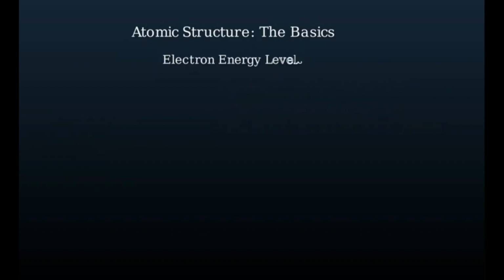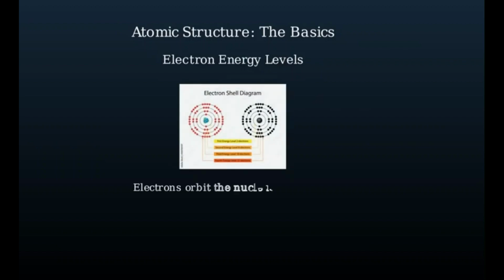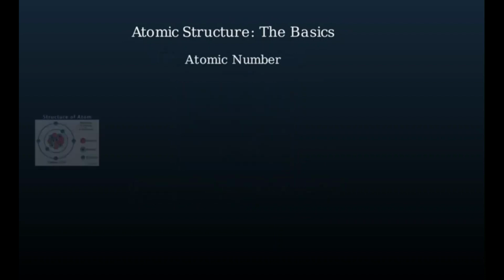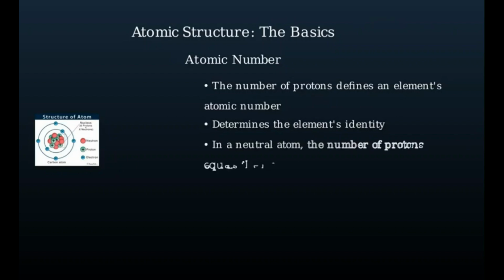Electrons orbit the nucleus in specific energy levels or shells. Each shell can hold a specific maximum number of electrons. The number of protons in an atom's nucleus defines its atomic number and determines which element it is. In a neutral atom, the number of protons equals the number of electrons.